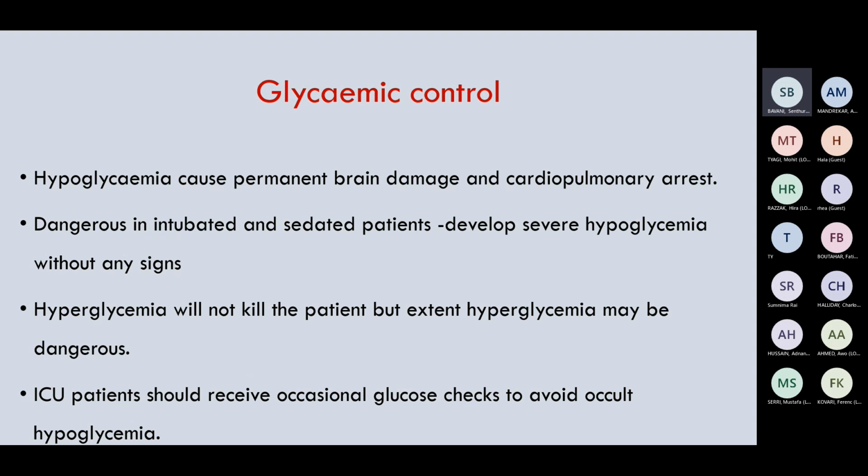In ICU, glycemic control is important because the patient may have hypoglycemia or hyperglycemia. Hypoglycemia causes permanent brain damage and cardiopulmonary arrest. It is dangerous in intubated and sedated patients because they will present with hypoglycemia without any signs. Hyperglycemia will not kill the patient, but extended hyperglycemia may be dangerous, and the outcome will be bad. In ICU, patients should receive regular blood glucose checks to avoid occult hypoglycemia.